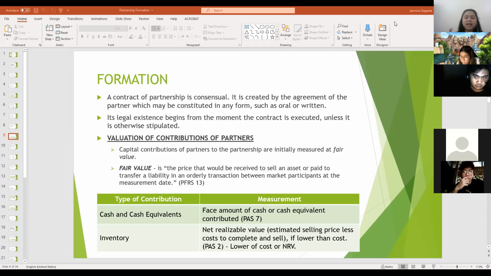However, let's say ang cost to complete and sell nyo is only 50 pesos. So yung selling price nyo 300 minus 50 pesos, yung NRV nyo is 250. So mas mataas ngayon yung NRV nyo. Since mataas yung NRV nyo, you value your inventories at the cost, lower of cost or NRV. So yung value ng inventories is 200, kasi mas mataas yung NRV kaysa sa cost. Whichever is lower between the two, you value your inventory. Yan, clear na?